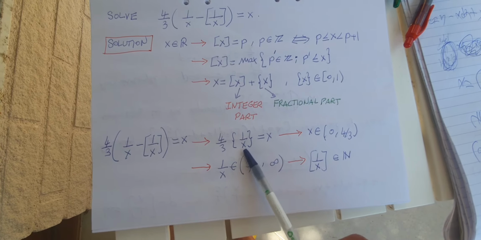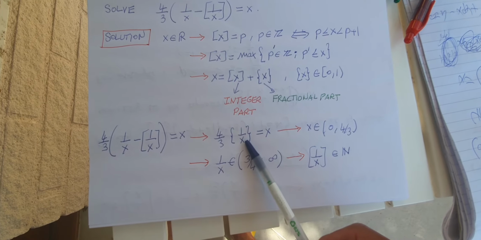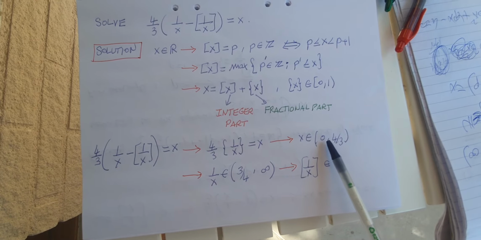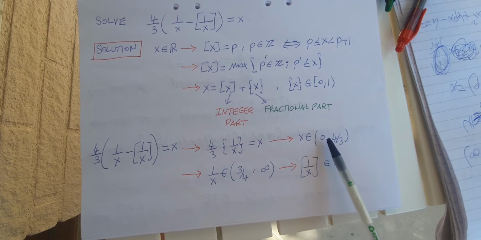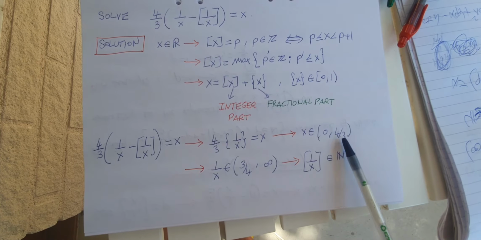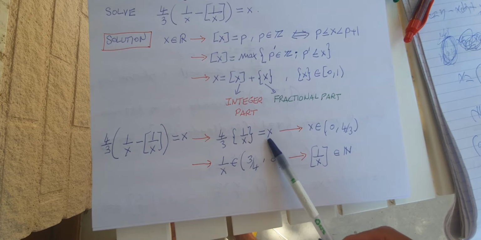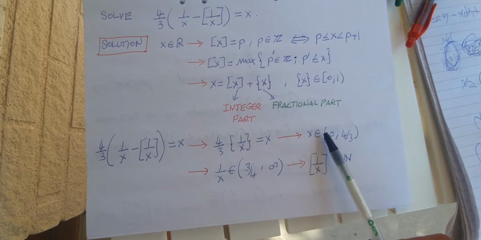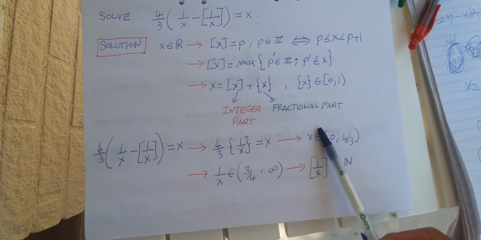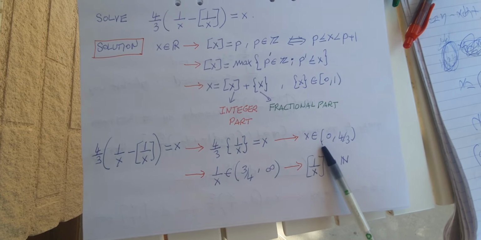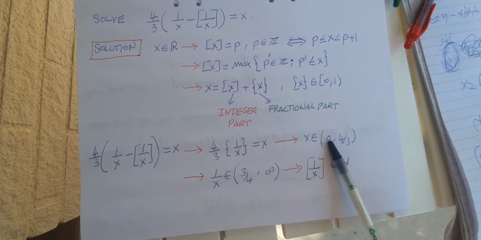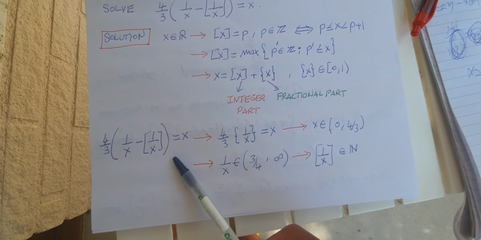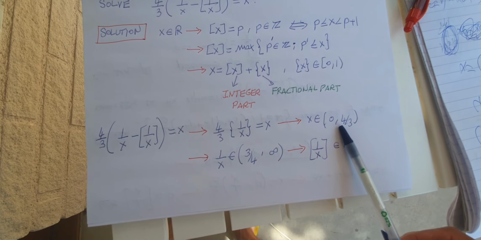Since we know that the fractional part always belongs to the semi-open interval [0, 1), the left hand side here always belongs to the open interval (0, 4/3). And since we have an equation, x belongs to the same interval. You may wonder why we have an open interval and not a closed interval at 0. This is because if x is equal to 0, the equation is not defined. So we have an open interval.